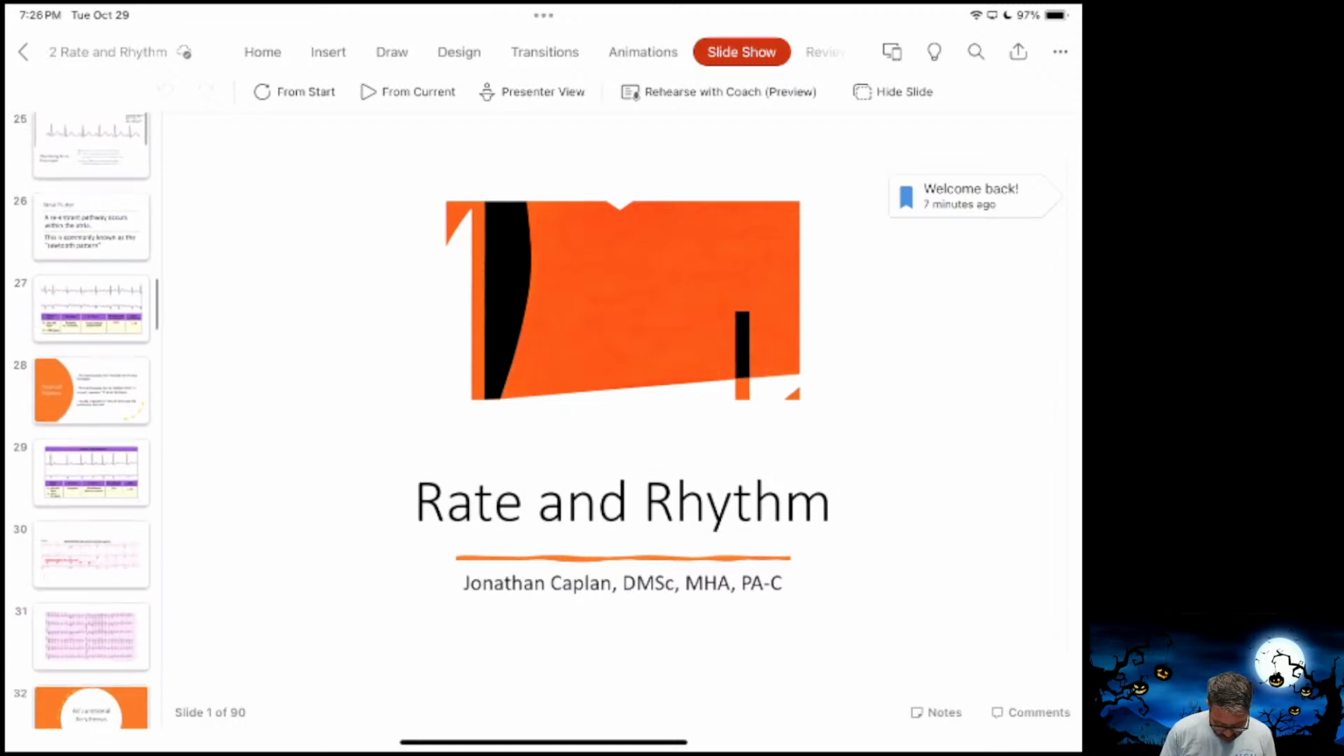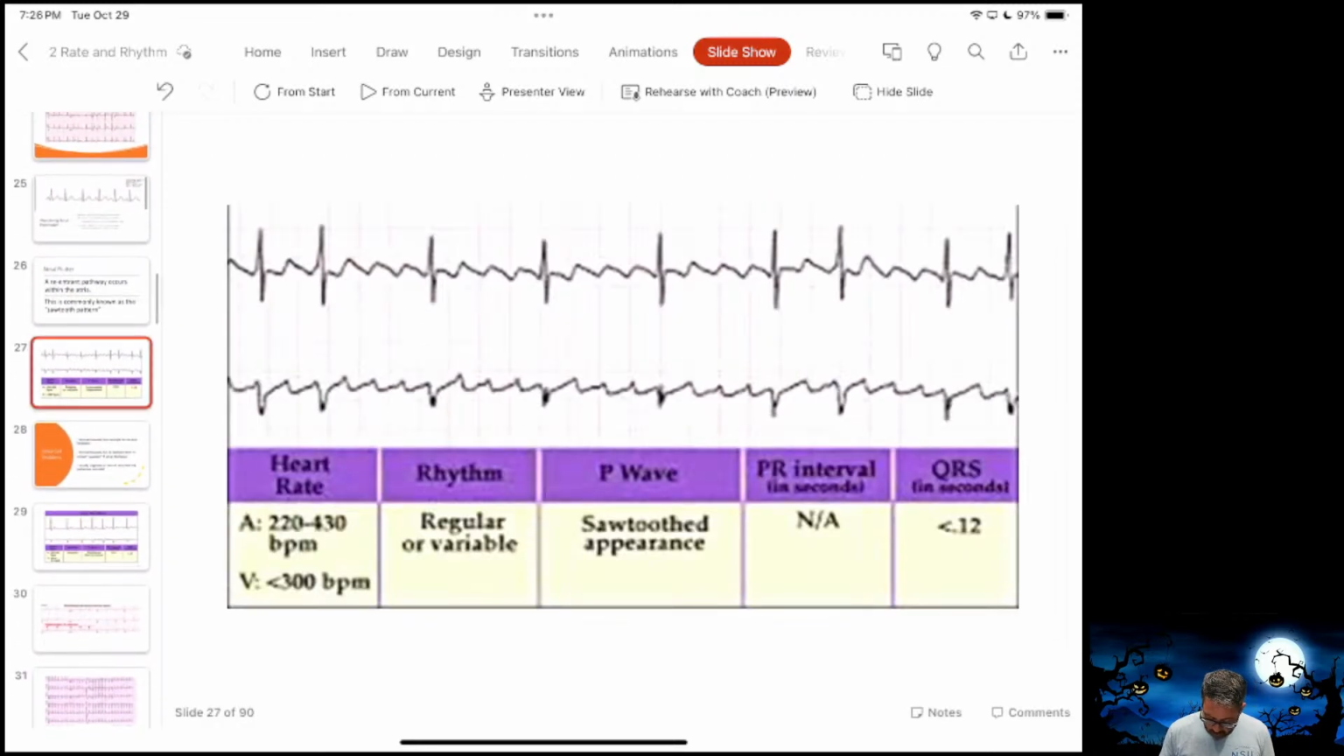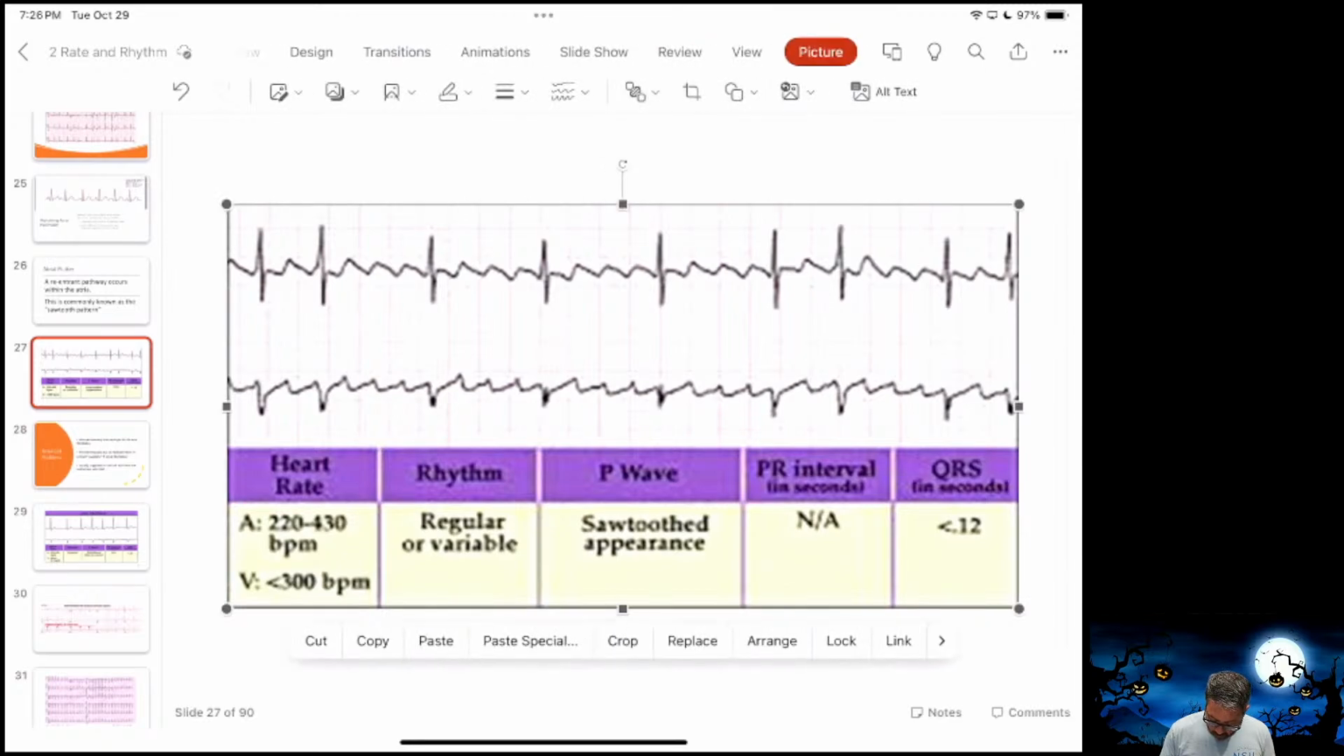I think I have strips at the end of this. Okay, so here is a flutter. Let me go to this.